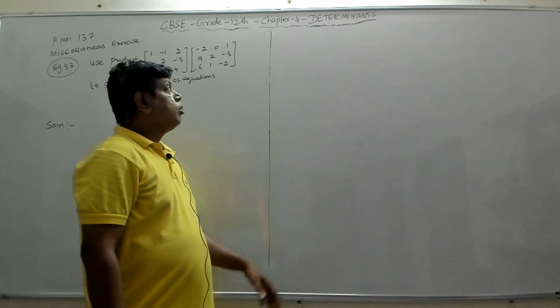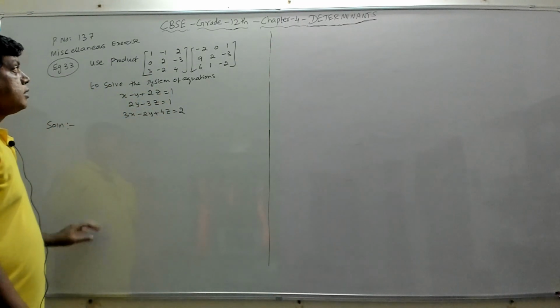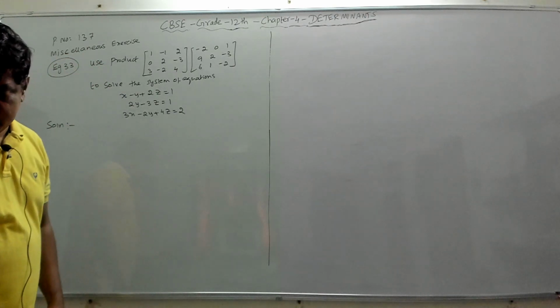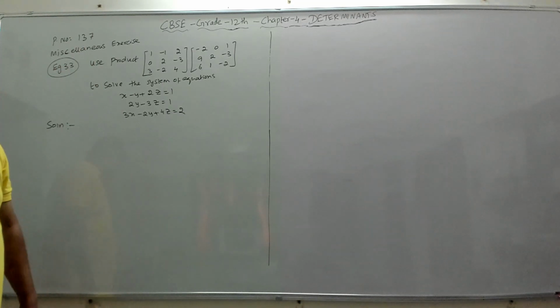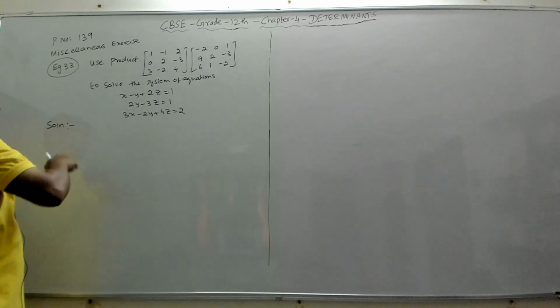In this video, we will continue with the chapter Determinants from your 12th standard CBSE Mathematics. I am going to continue with the miscellaneous exercise, page number 139, problem number 33.